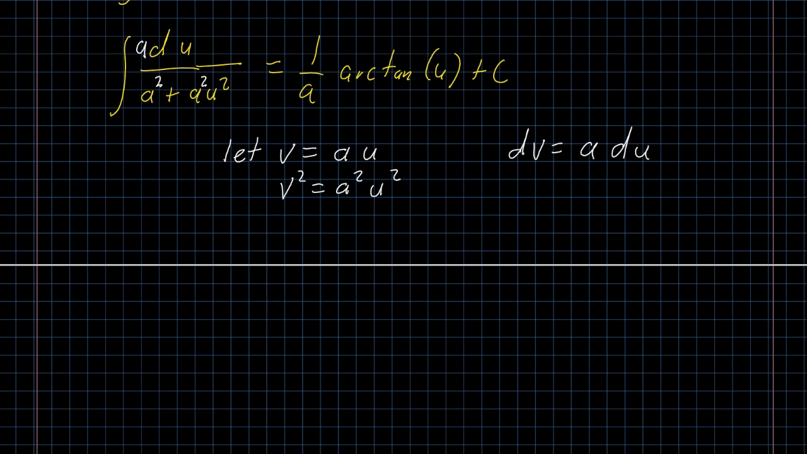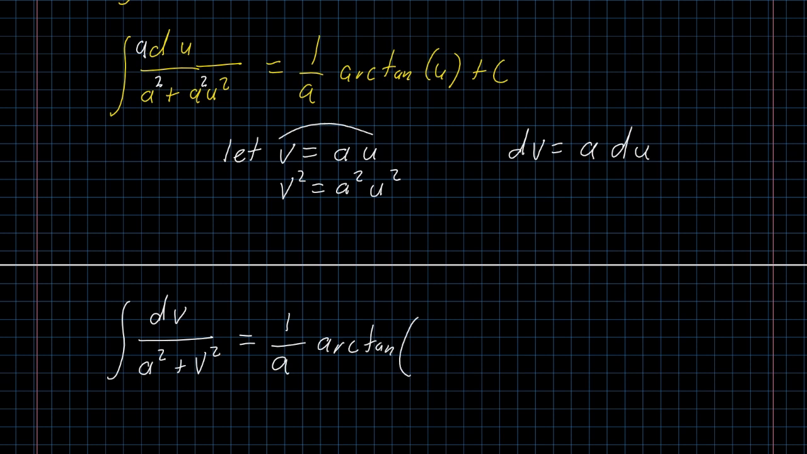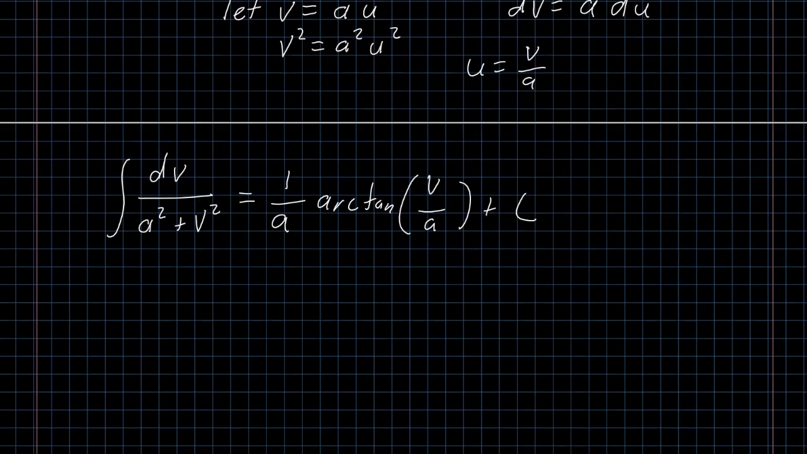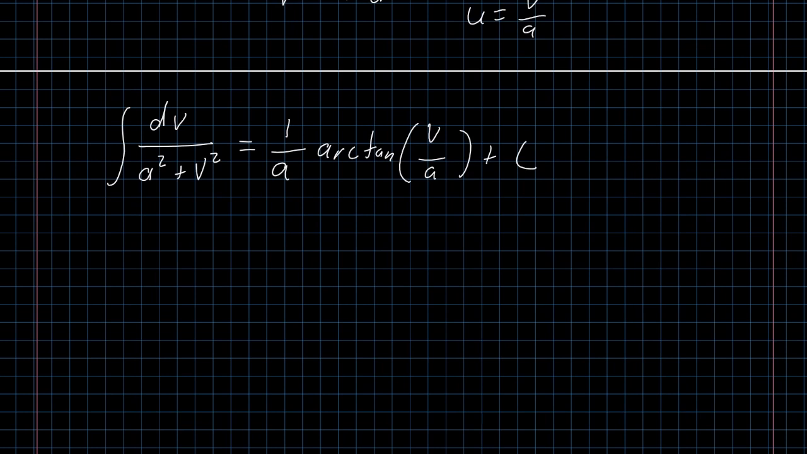And there we have it. The integral of dv over a squared plus v squared is equal to 1 over a times the arctangent. Well, I said it was u here, but if I just take that equation and rearrange it, u is equal to v over a. Finally, it looks kind of silly with v's there, so I'm going to substitute back and write this in terms of u so that it looks the same as all of my other anti-differentiation rules.